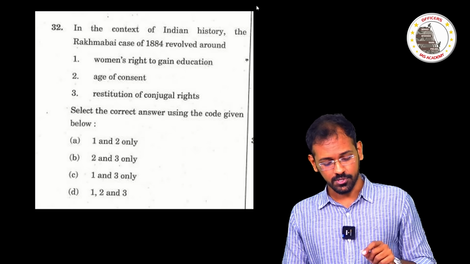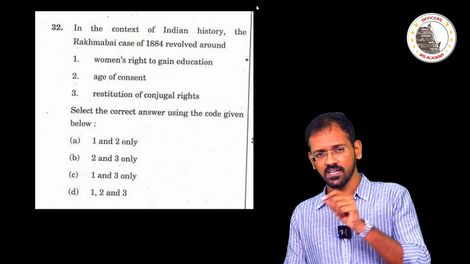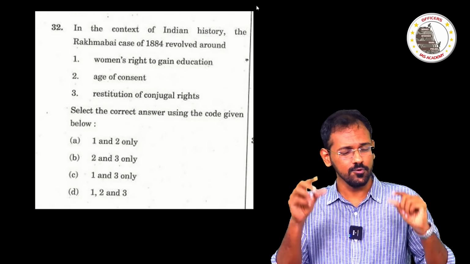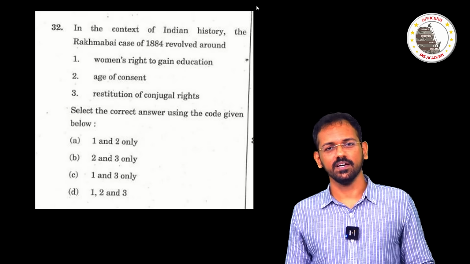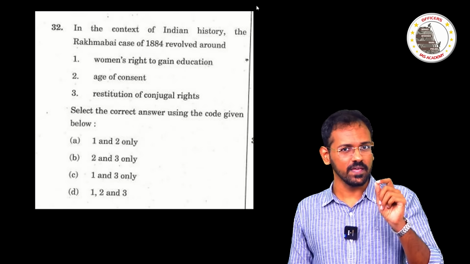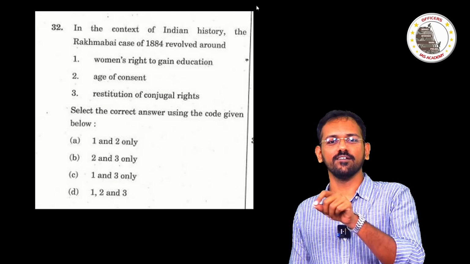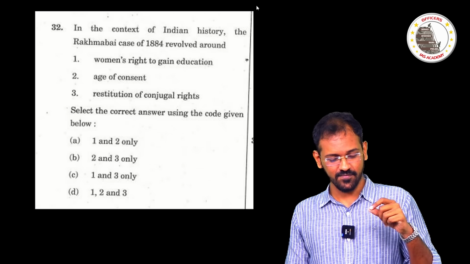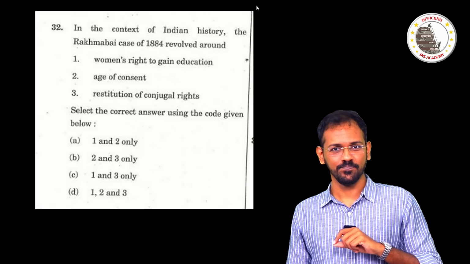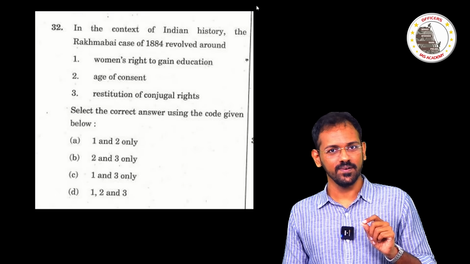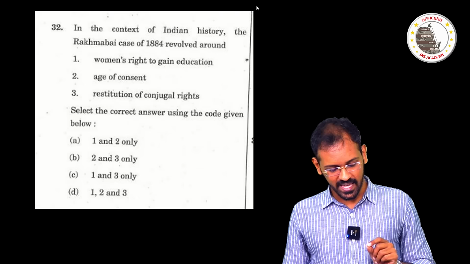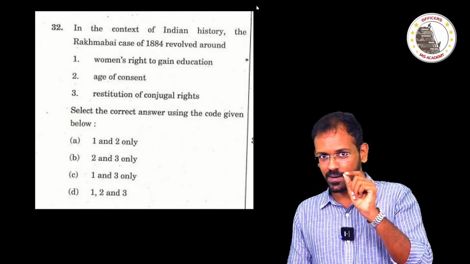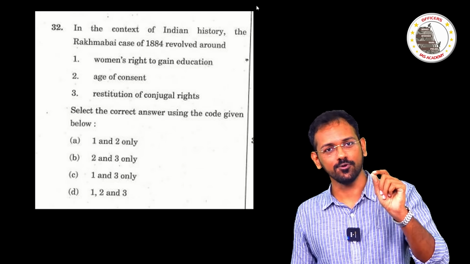of consent and option 3 being about conjugal rights, they pertain to marriage. So one is about education, 2 and 3 pertain to marriage. So this Rakhmabai case should have either dealt with education or it should have dealt with marriage. So 1 cannot coexist with 2 or 3. So if you look at it this way, logically you will be able to arrive at the option B where it is only pertaining to marriage and not pertaining to education.